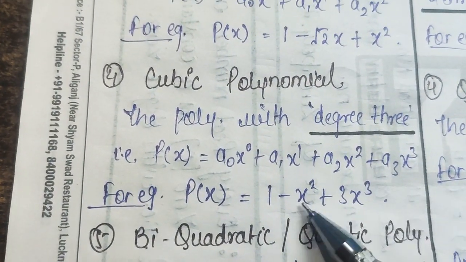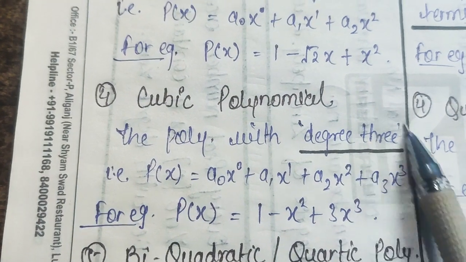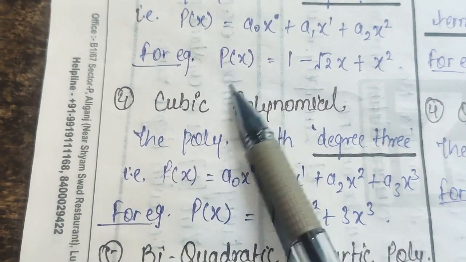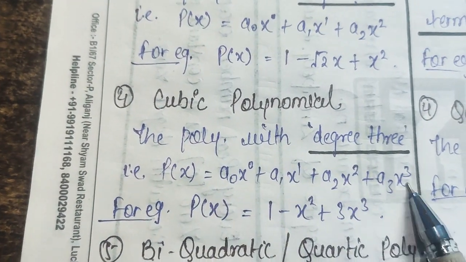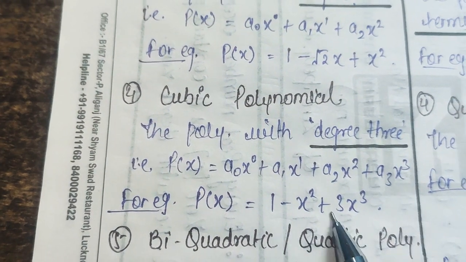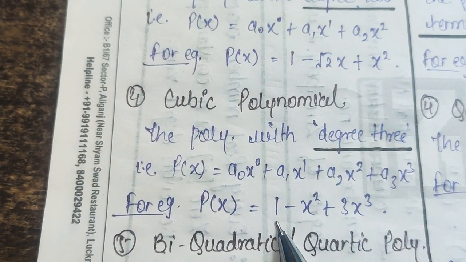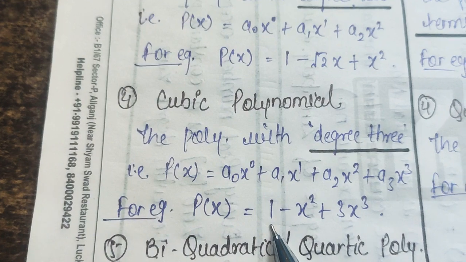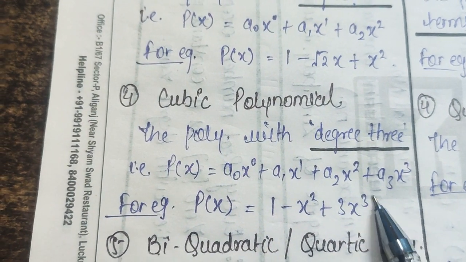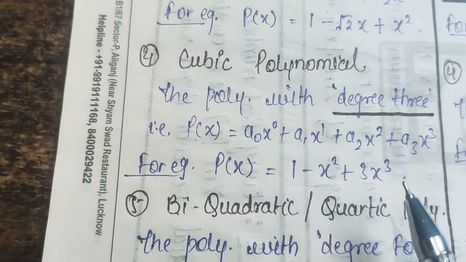Now what is cubic polynomial? Cubic, again, if the degree is 3, then you will say it is a cubic polynomial. The general format can be written like this. And any example, you can write the polynomial example that has the highest power as 3.